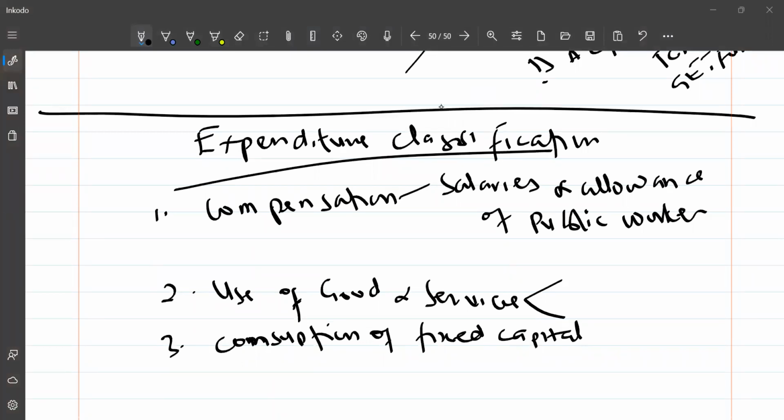Okay, the next one we call consumption of fixed capital. In a typical setting, that is your depreciation or amortization, and that is IPSAS 3. Is that clear? Depreciation or amortization. So these are the estimated charges on fixed assets.